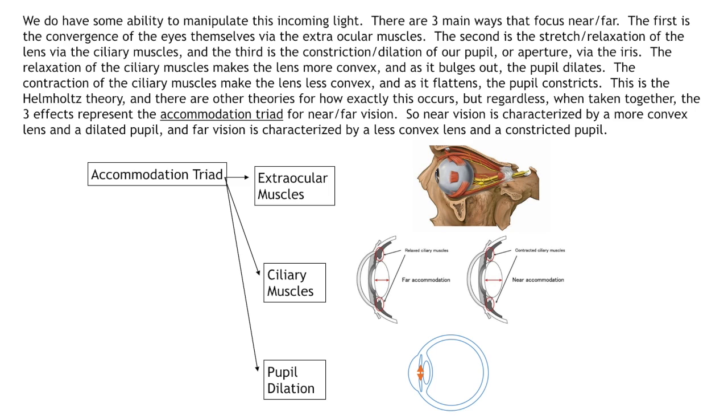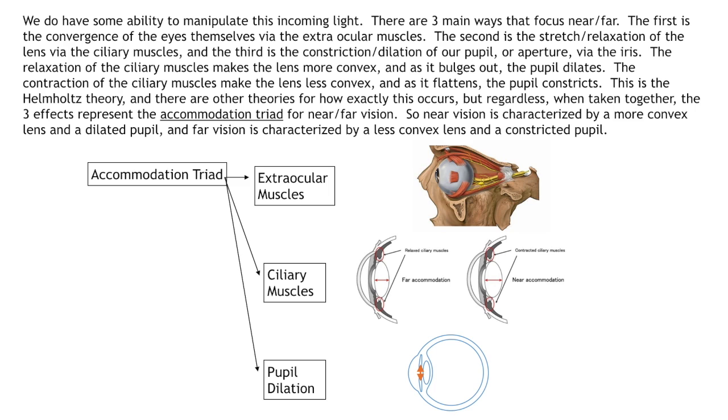We do have some ability to manipulate this incoming light, so it's not a pure lens system. There are 3 main ways that we focus near and far. The first is the convergence of the eyes themselves via the extraocular muscles. The second is the stretch and relaxation of the lens via the ciliary muscles, and the third is the constriction and dilation of our pupil or aperture via the iris.